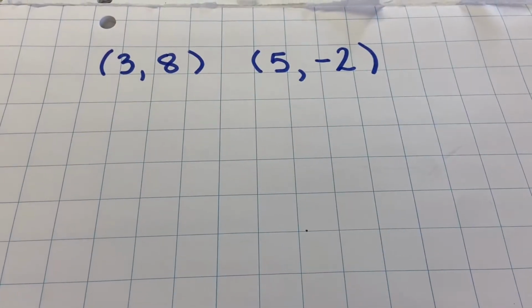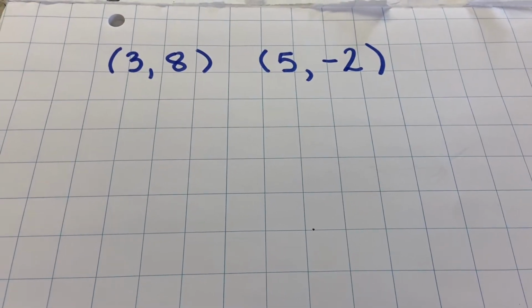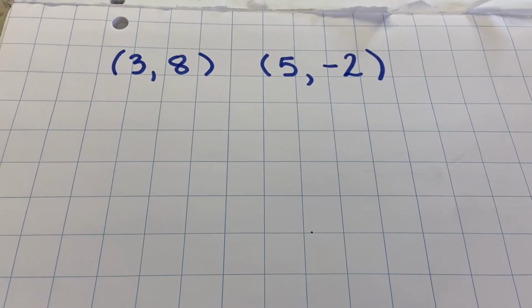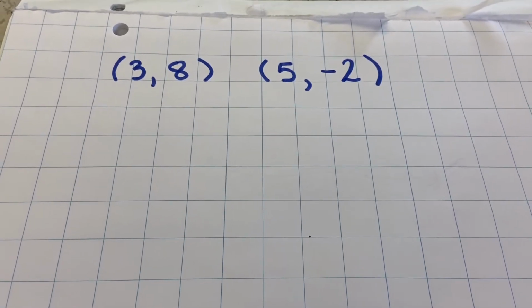Hi everyone, today I'm going to make a little video about how you can find the equation of a line if you're given 2 points. So hopefully you'll learn something interesting and fun, and by the end of this video you too will be able to come up with the equation of a line if you are given 2 points. For this video I'm going to look at the point 3, 8 and the point 5, -2.